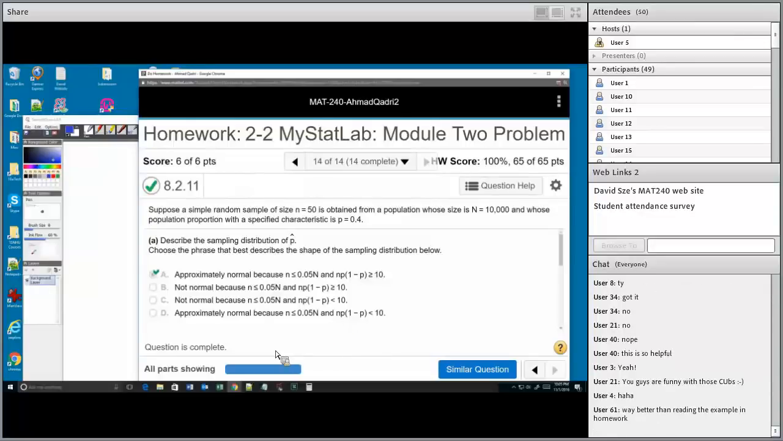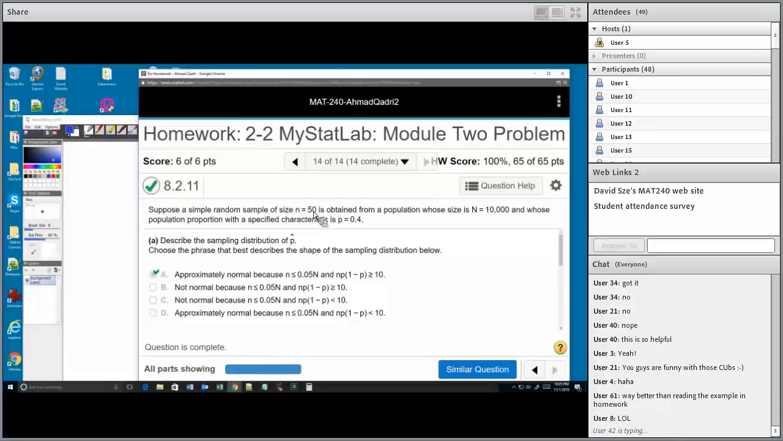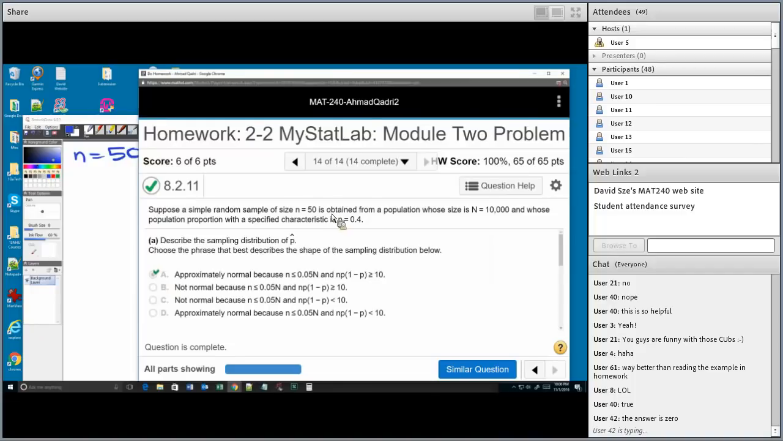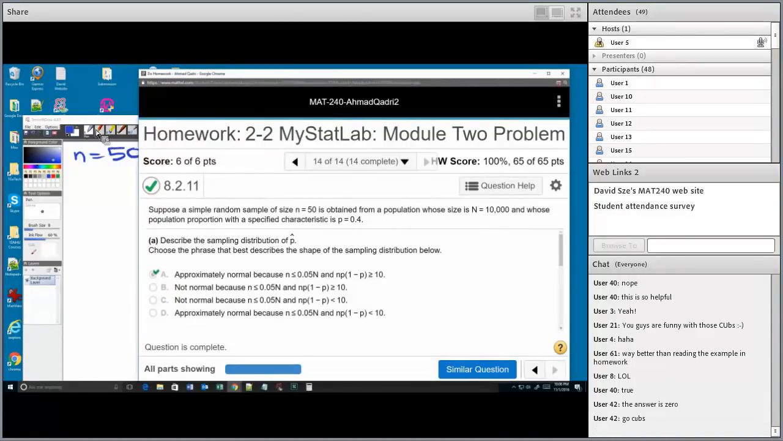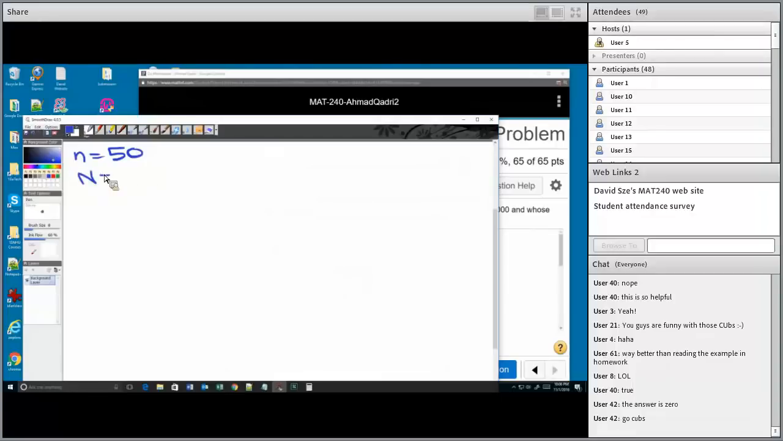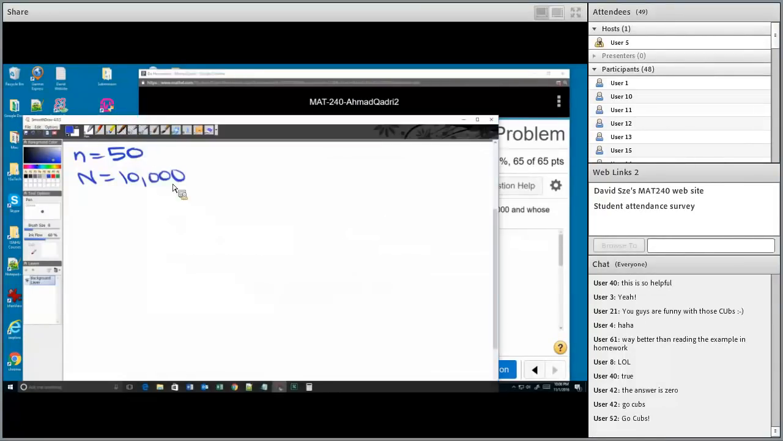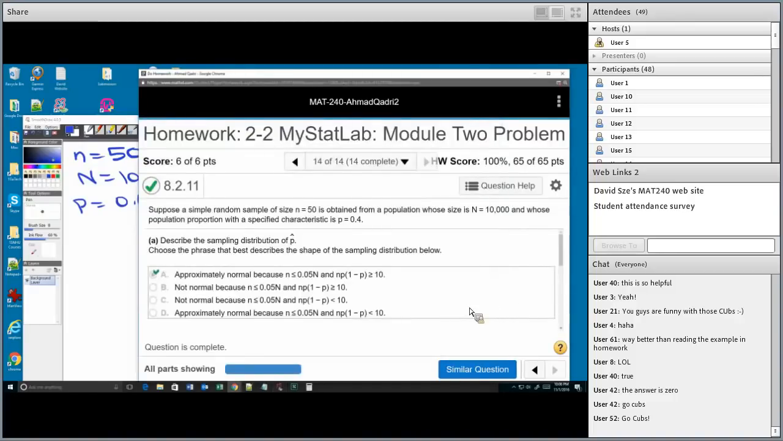All right. So suppose you have a simple random sample of size n equals 50. So n is 50. It is obtained from a population where big N is 10,000. And whose population proportion is 40%. Well, that's weird, same population proportion. So it's 40%. And describe the sampling distribution of p hat.